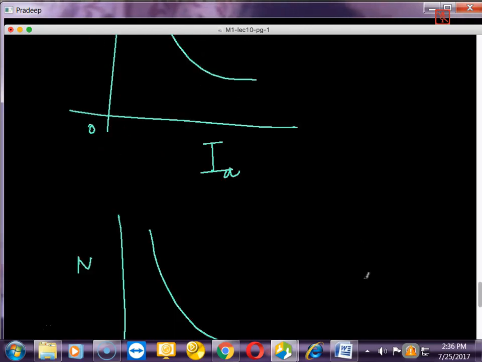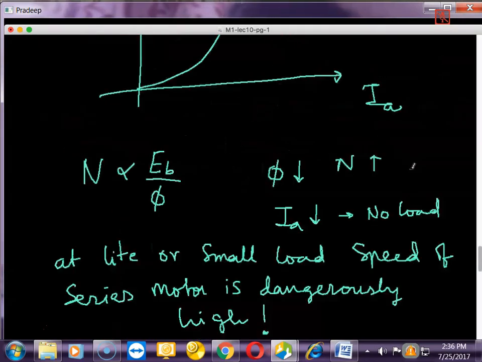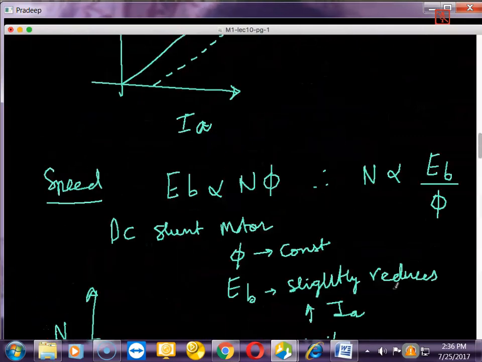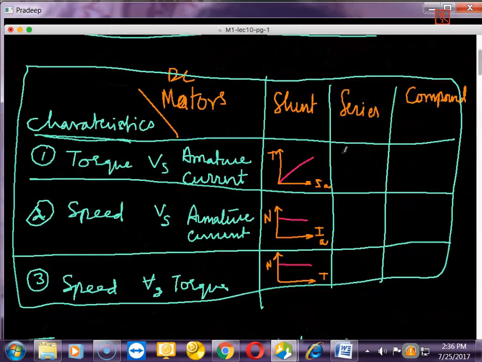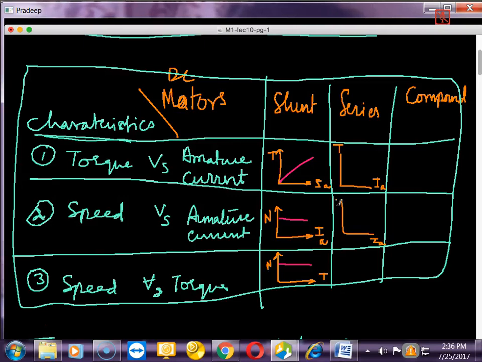So again, to summarize, I'll just go back to the first table. This is Ia and this is torque. Similarly, this is Ia and this is speed. And finally, this is torque and this is speed. And the characteristic looks like this: torque versus Ia increases like a square and then a straight line. Whereas this is like this.